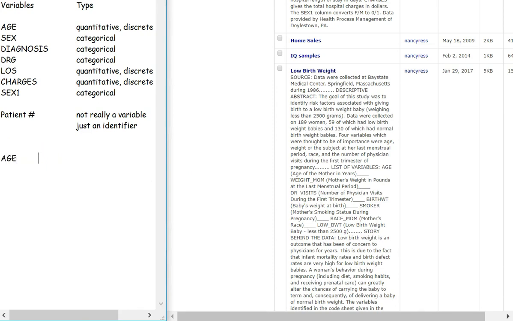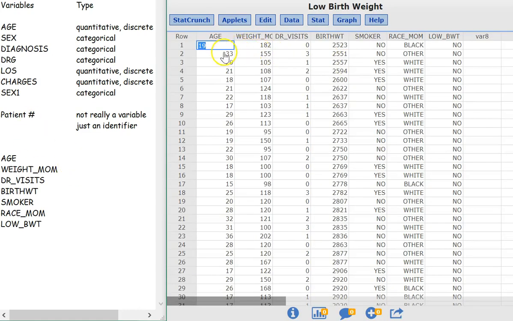So we have age, which is the age of the mother in years. We have weight, mom. We have DR visits, which is the number of doctor visits in the first trimester. We have birth weight, baby's weight at birth. A smoker, which is the mother's smoking status during pregnancy. Race mom, which is the race of the mother. Low BWT, which just says whether the baby was considered low birth weight or not. And that's all of our variables. So now let's look at these and just go through and decide what type of variables they are.